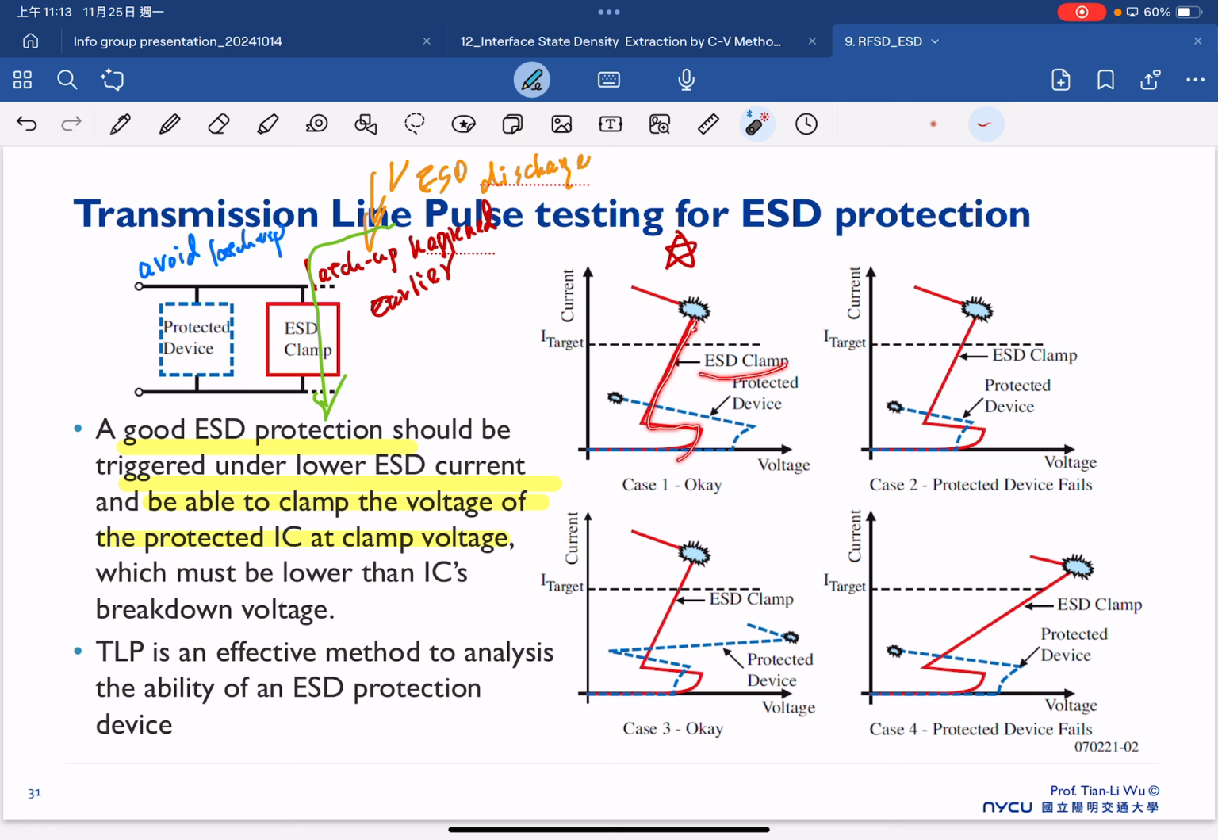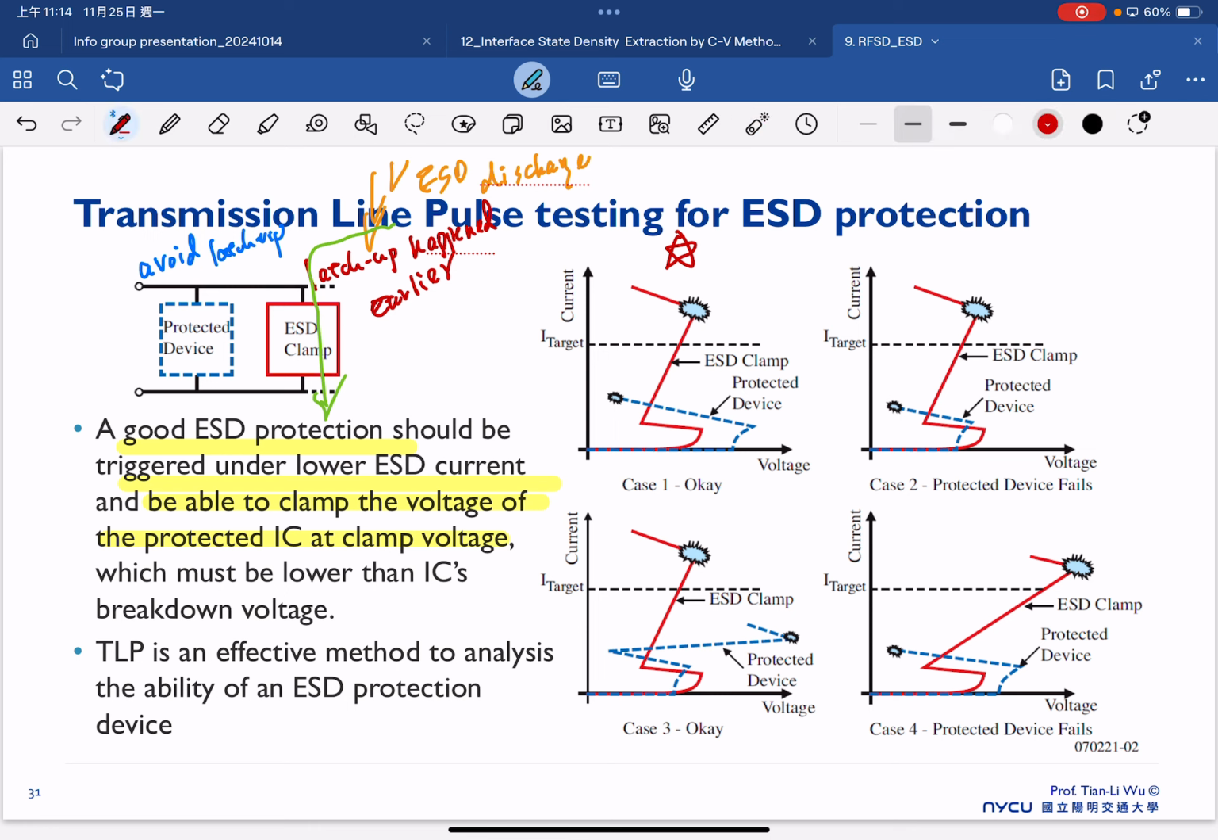So basically, we want to make sure this clamping device is entering the latch up operation earlier than the protecting device. Then we can make sure the current will flow through the ESD clamping, because now we have very low impedance. As you remember, once the latch up is happening, we have very low impedance between the power VDD to the ground. So that means all the current will go through in here and without entering into our protected IC. So that's the idea here.